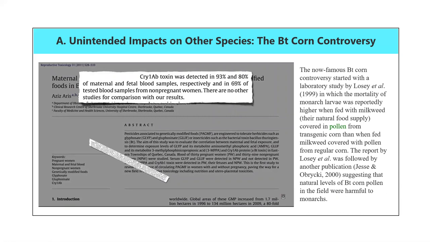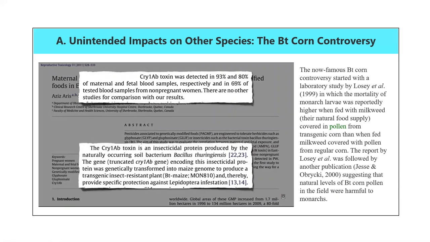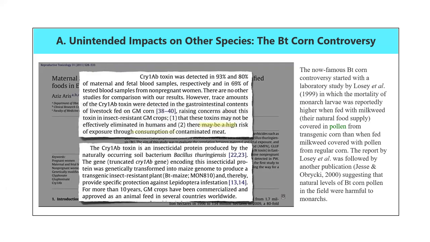The toxin they're talking about is an insecticidal protein produced by Bt bacteria, whose gene was inserted in the corn's DNA to create so-called Bt corn, which has been incorporated into animal feed. If it's mainly in animal feed, how did it get into the women? They suggested maybe through exposure to contaminated meat.